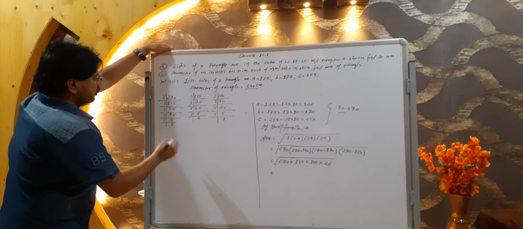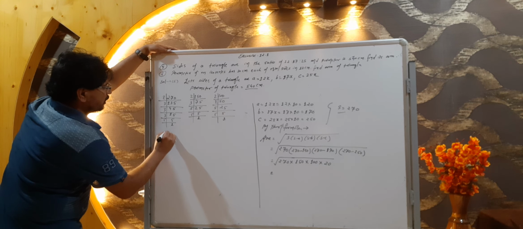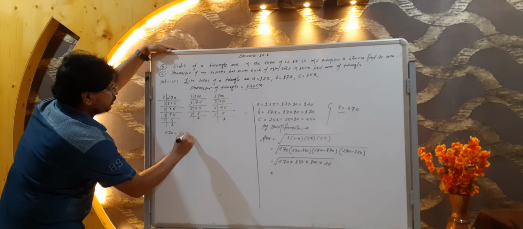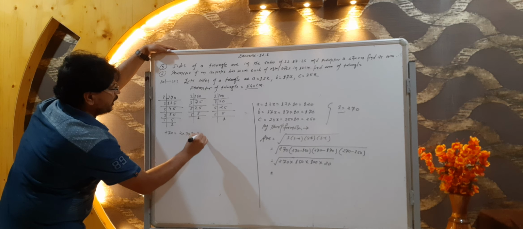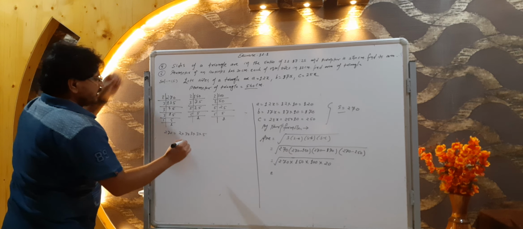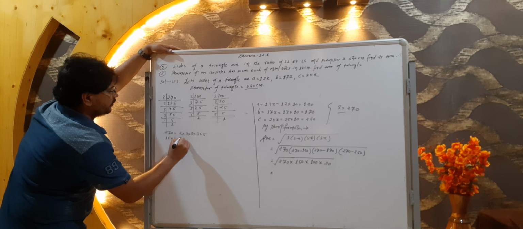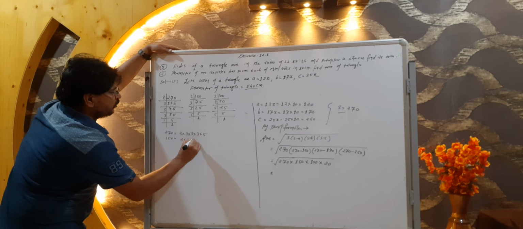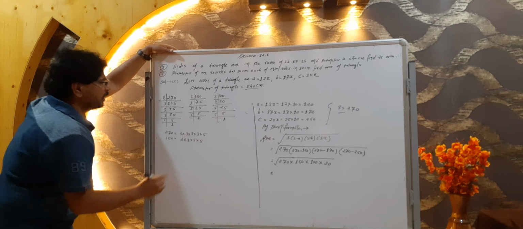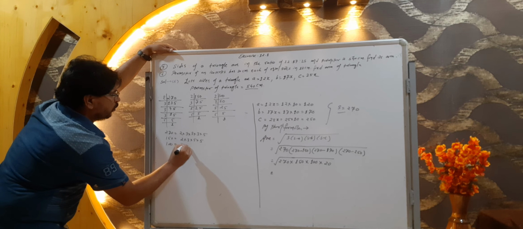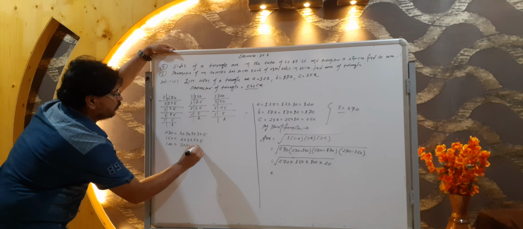Right? So what can we write for this? See here. 270 we can write 2 into 3 into 3 into 3 into 5. Okay? In the same manner, 150, what can we write? 2 into 3 into 5 into 5. Right? After it 100, what can we write for 100? 2 into 2 into 5 into 5.